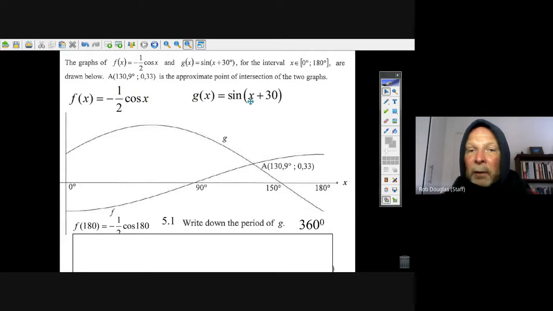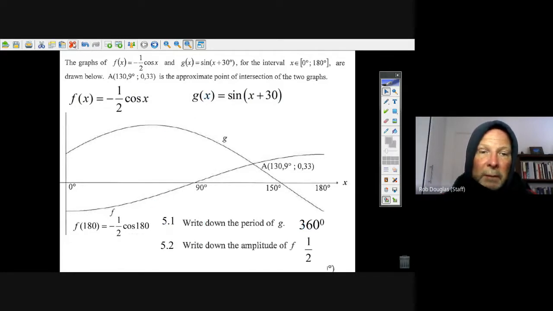And if you add or subtract angles, what it does is it just shifts it. This is actually a sine graph shifted 30 degrees to the left, but it still has the same period. It still goes through 360 degrees. If you put numbers in front of x, then you divide the period by that number, and the period will change. But this period's got 360 degrees. That's g.